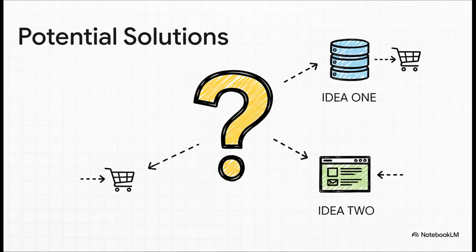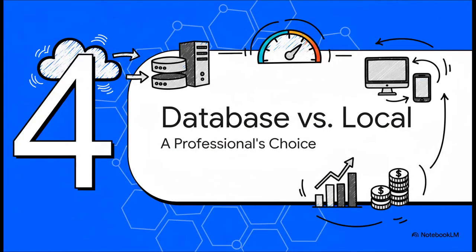And pretty quickly, the class comes up with 2 main ideas. The first one is, hey, let's save the cart to a database on the server every single time someone adds an item. The second idea is, well, what about using something called local storage, which saves the data right inside the user's web browser? Both sound like they could work, but they have wildly different consequences. So let's really dig into these 2 approaches, because the choice between them isn't just a technical one.